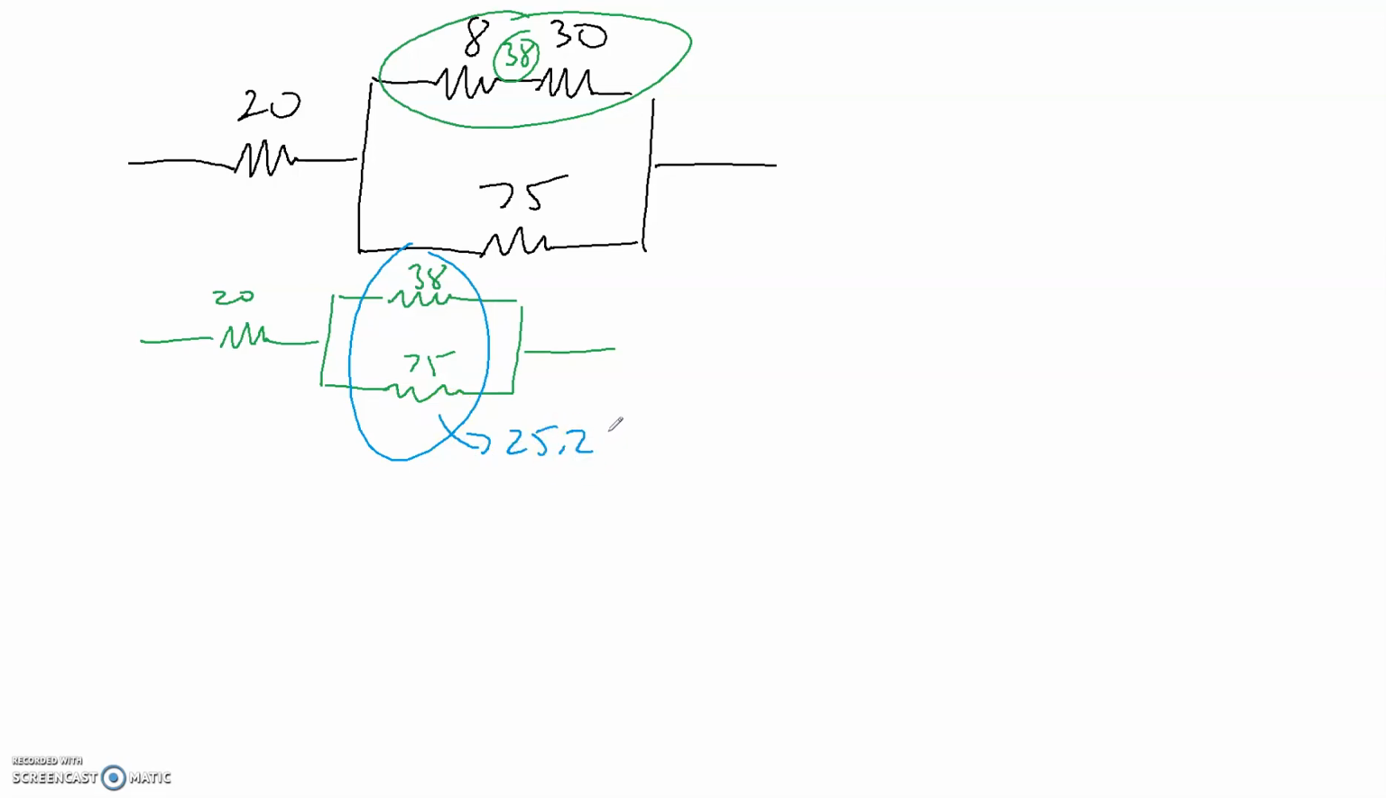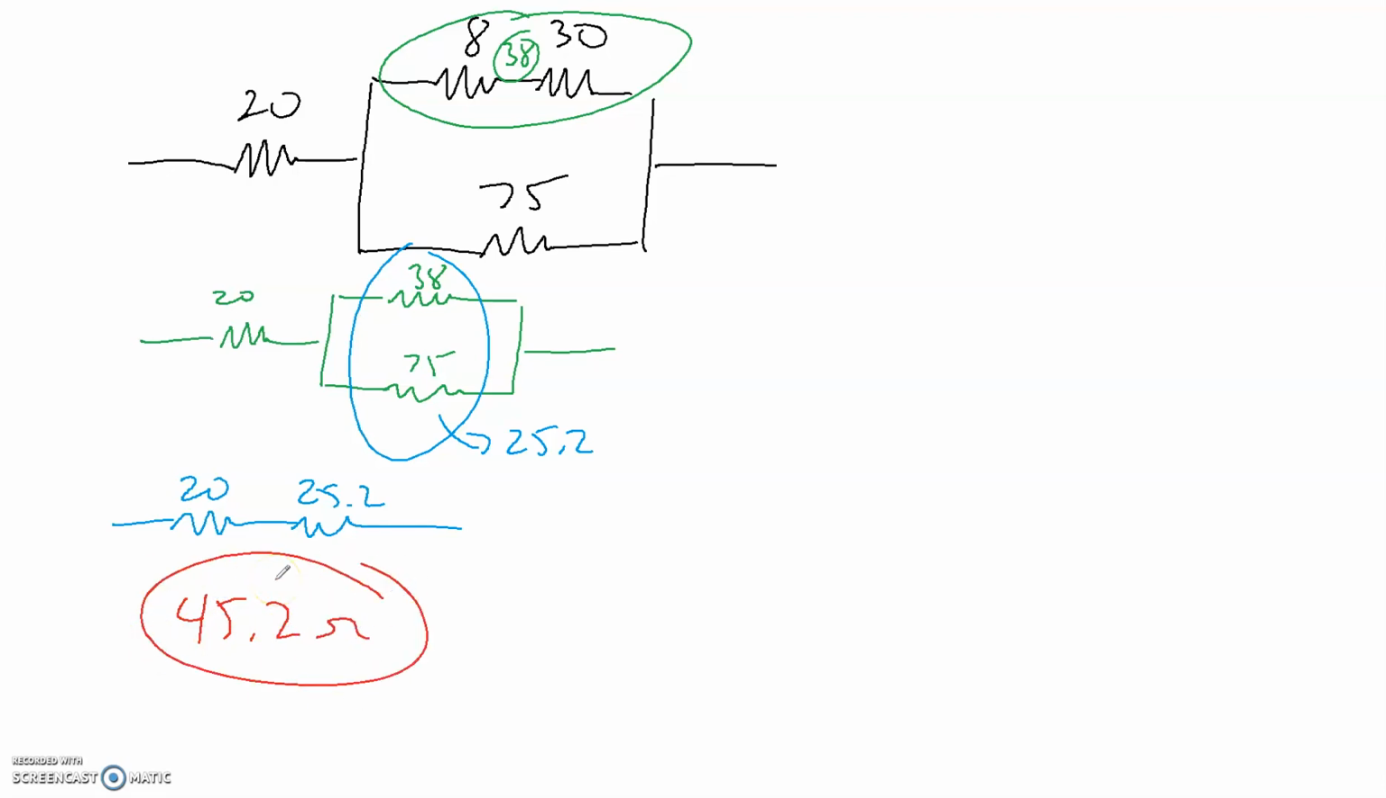All right, so I'm going to redraw again. So there's my 20. There's my 25.2. And they're just in series with each other, so I'll just have to add them up, which would give me about 45.2 ohms altogether, and that would be the equivalent resistance of what I started with. Okay, all right, let's try one more.